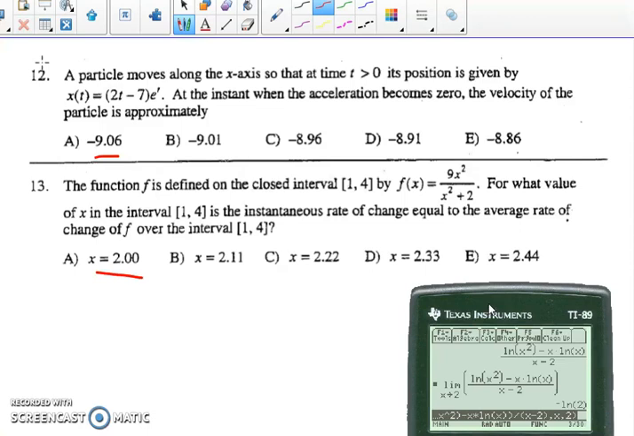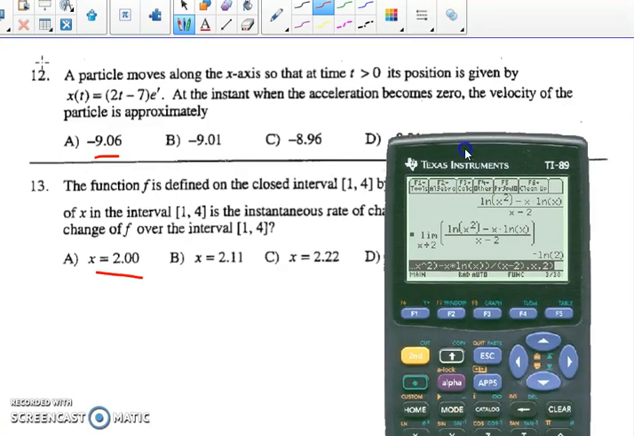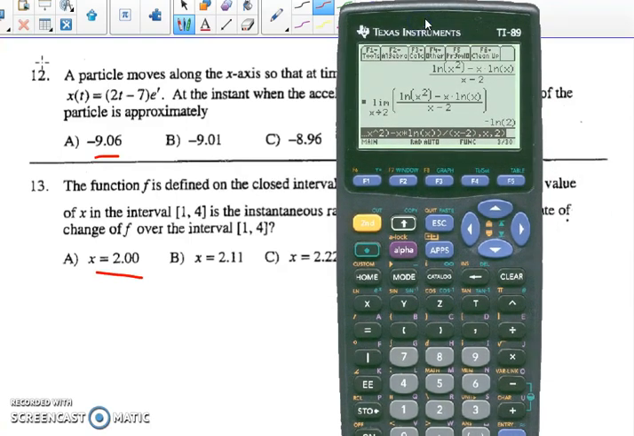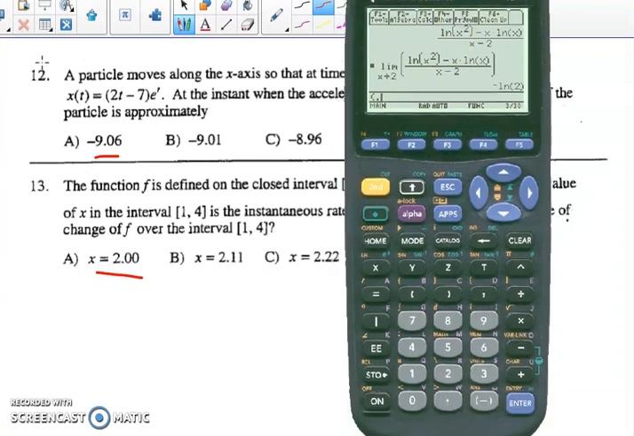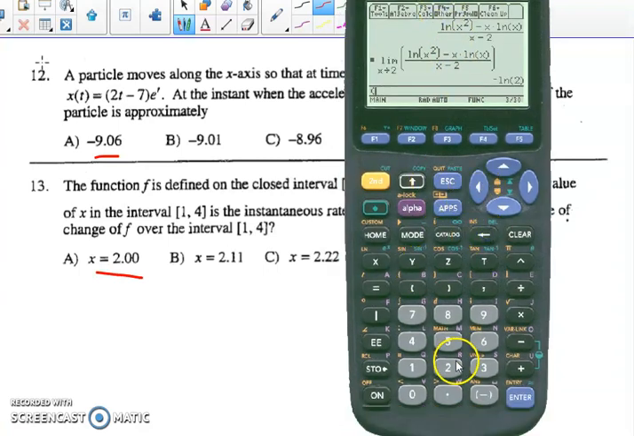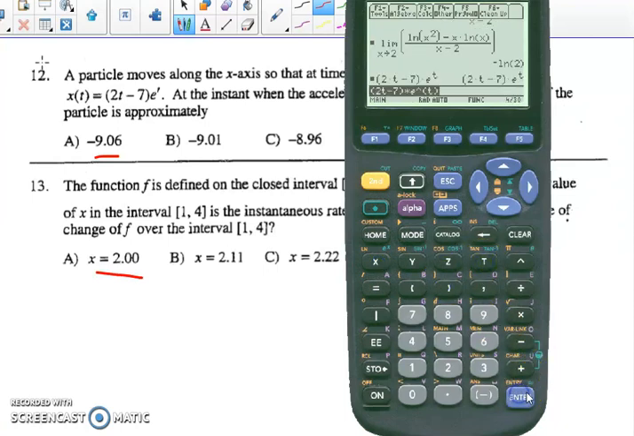So we have the position when time is greater than 0, and they want to know at the instant when acceleration is 0, what is the velocity of the particle. So we're going to need to first type in our position equation. So let's do that. We'll have 2t minus 7, close paren, I'm putting in the multiplication symbol just in case, times e raised to the t, and hit enter.